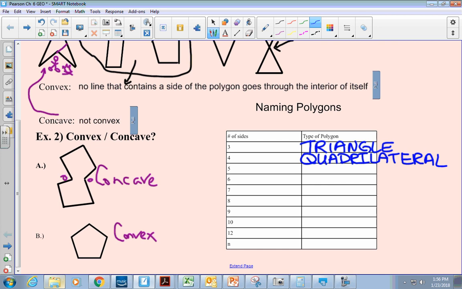And lateral usually means sides. What does a lateral play in football? It's sideways.